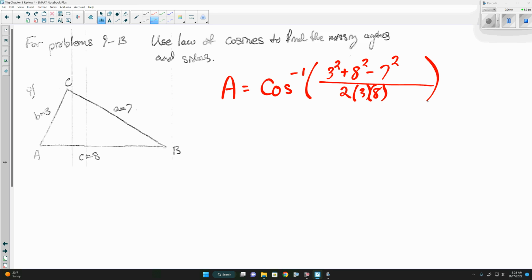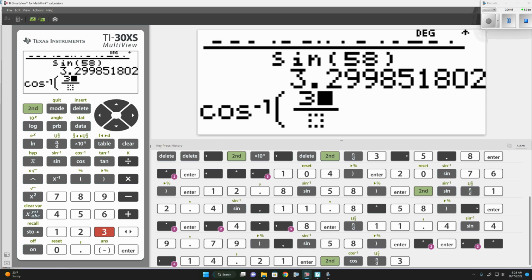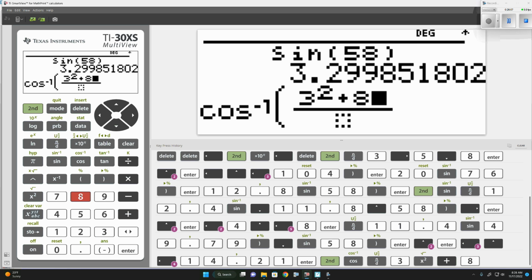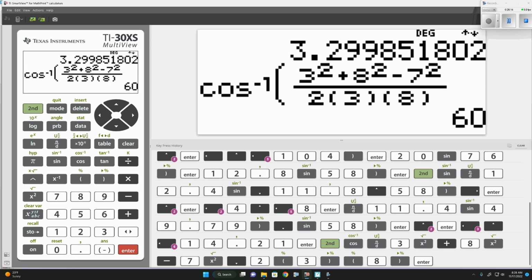3, 8, and 7. So here we can go second cosine inverse of 3 squared plus 8 squared minus 7 squared over 2 times 3 times 8. Incidentally, we get 60, yes? That's actually really nice.